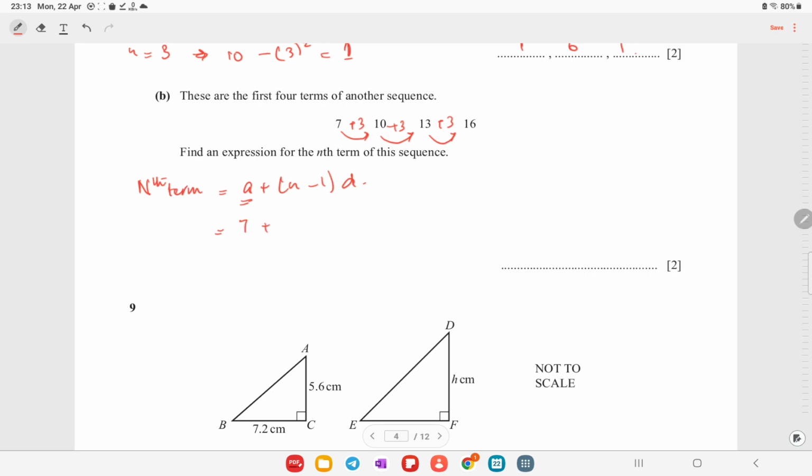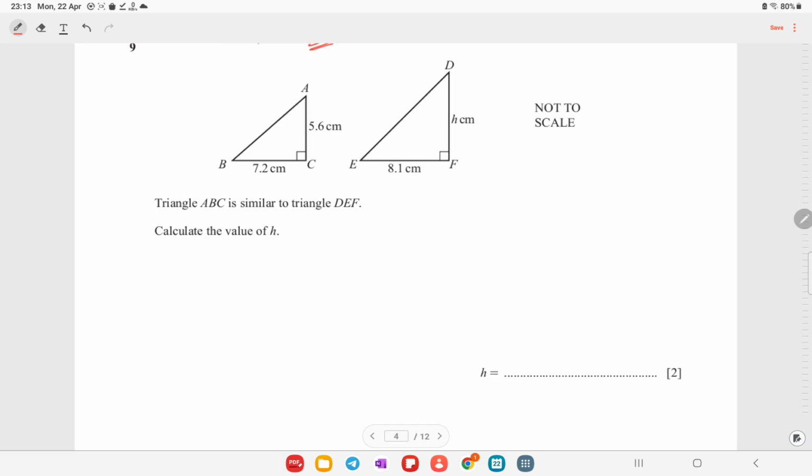n is the term you want to find, and you are adding 3 each time. Let me do it the other way: n minus 1, and then d is the common difference. So 10 minus 7 is 3, 13 minus 10 is also 3. Now you multiply this: 7 plus 3n minus 3. If you solve this, it is 3n plus 4. So this is your final answer.